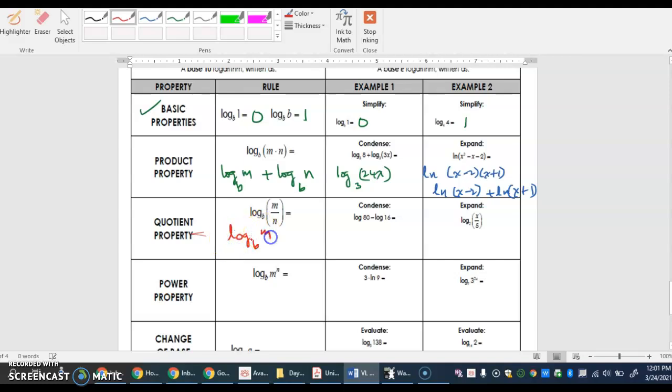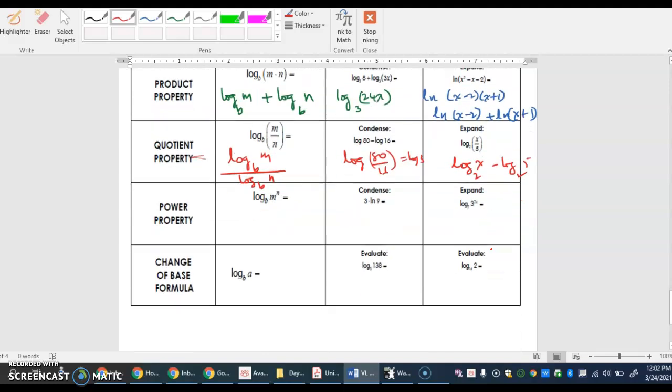Now, quotient property, log base b of m minus log base b of n. And when you condense this, log 80 over 16. So this minus actually is going to be the denominator, which is 5, log 5. And we have seen that problem. And when you are expanding, it is log x minus log 5.